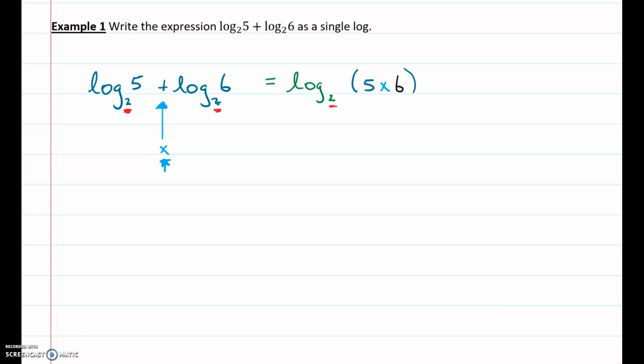Okay, so we have the log, a single log of 5 times 6, which is equal to log to the base 2. 5 times 6 is 30. So this is our answer here. This is the piece that we're after. Okay, so if you're adding logs with the same base, you just multiply these two numbers. 5 times 6, it's a log of 30. Okay, very quick.